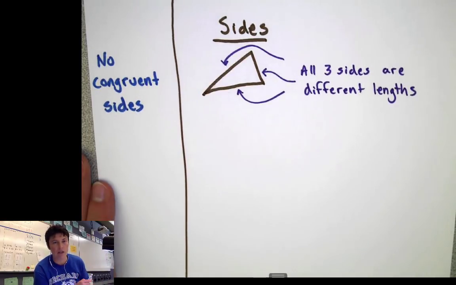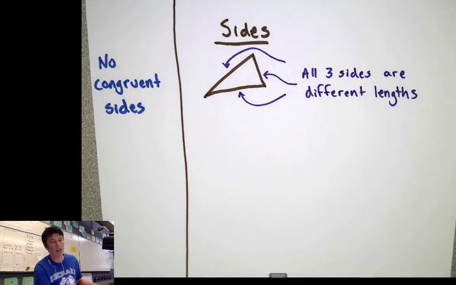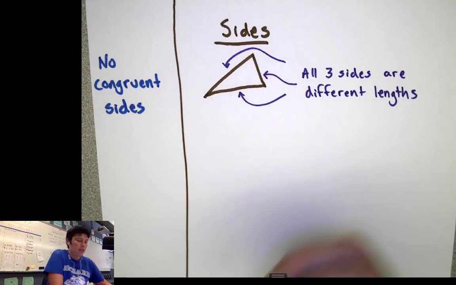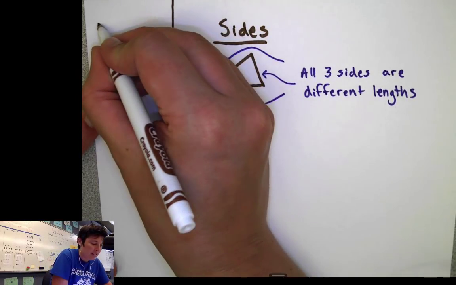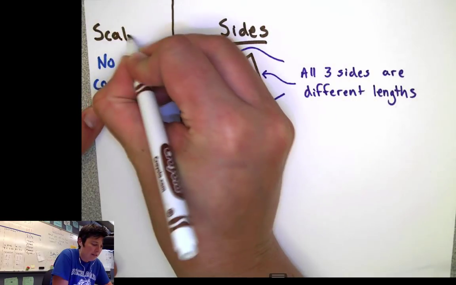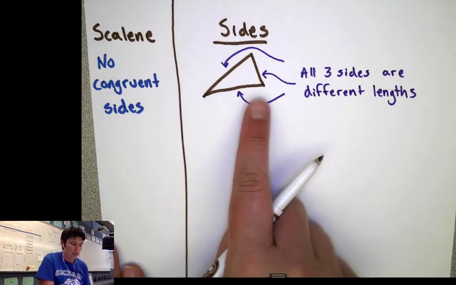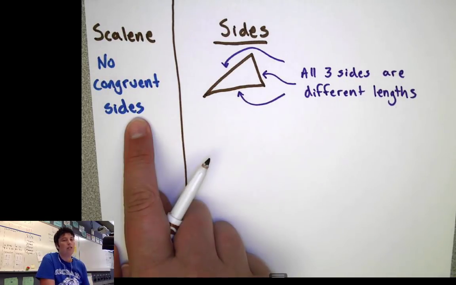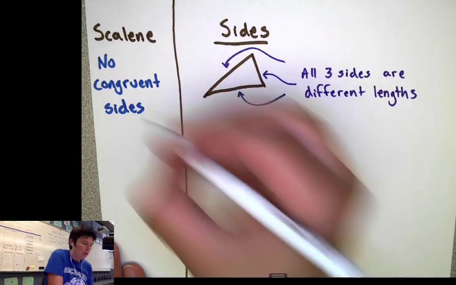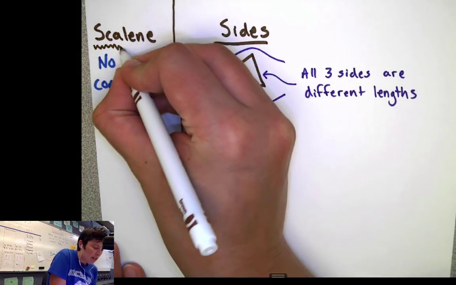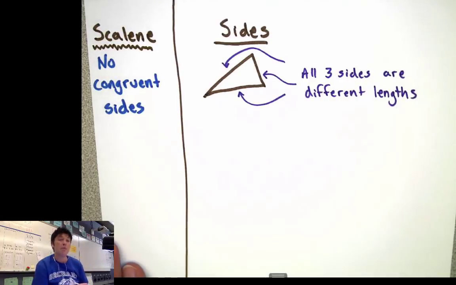If there's no congruent sides, guess what we get to call this triangle? We get to call it a word that's kind of cool. It's called scalene. Scalene. It's got an interesting spelling to it. So a scalene triangle has no congruent sides. You measure it and none of them are equal. So sometimes we talk about scalene triangles because we want to name them based on their sides.